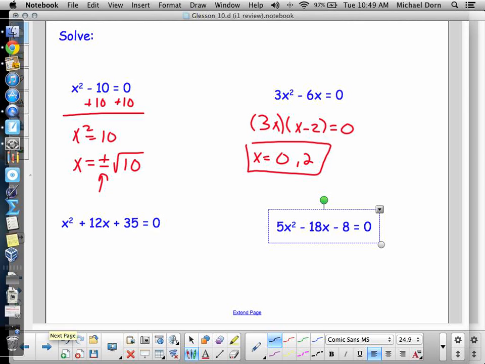This one looks rough, but again, all we do is factor. Product has to be 35. Sum has to be 12. Obviously, that's going to be which two numbers? 7 and 5. Yes. And so my magic numbers are 7 and 5, and since it's a 1 up here, I can just go x plus 7, x plus 5.